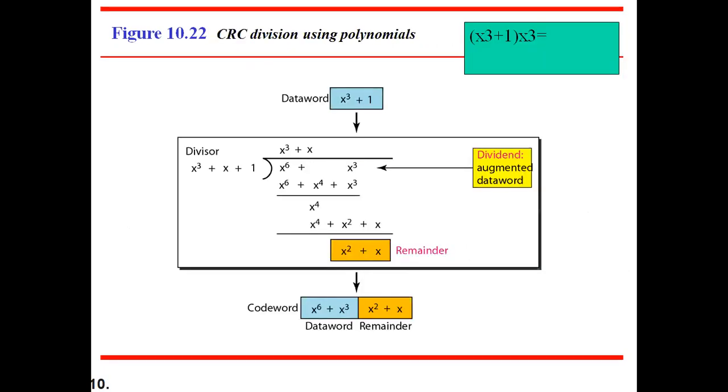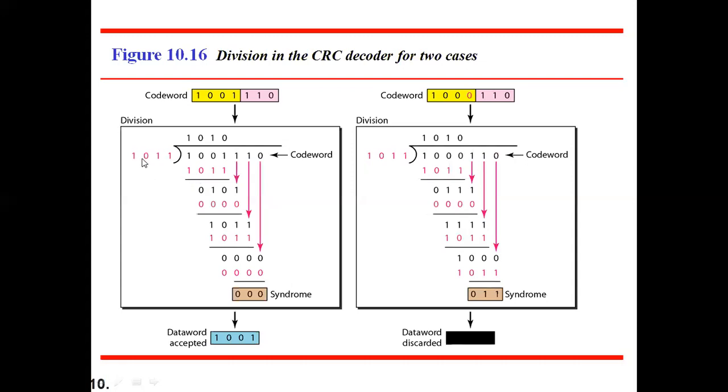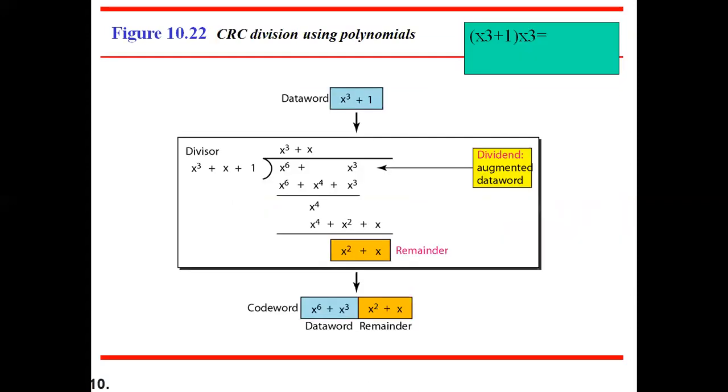So let's move ahead. Now we'll take one data word as x to the power 3 plus 1. This data word I want to transmit. Then he has given a divisor here, that is x to the power 3 plus x plus 1. There we had 1 0 1 1. The same example he has represented in binary. If you represent 1 0 1 1 in polynomial, what will be the answer? X cube plus x plus 1. Yes, that is what we have taken, x to the power 3 plus x plus 1.